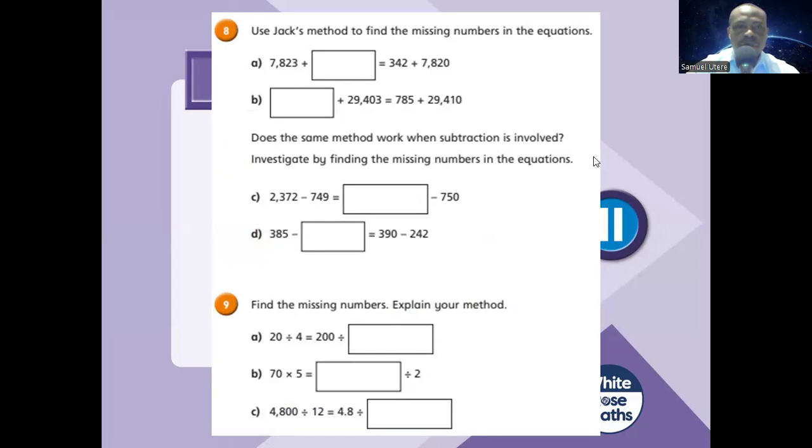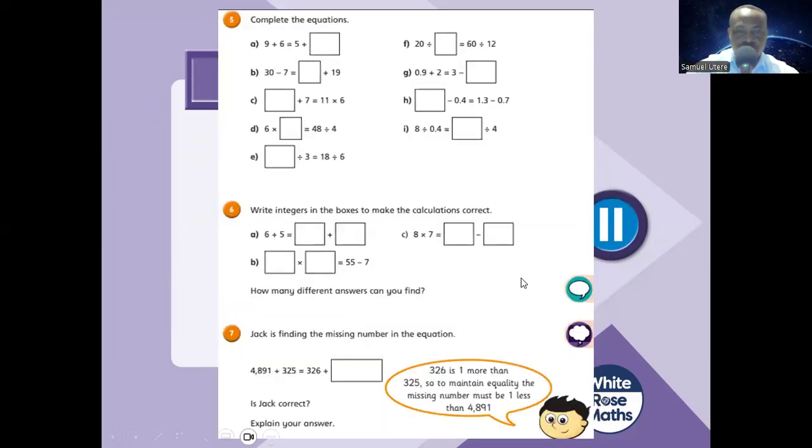So remember Jack's method. Let me take you back for question 8 and 9. For question 8, let's talk about what Jack's method was about. Jack's method is this one here. Jack was saying that to do this calculation, he's finding the missing number in the equation. And Jack said 326 is 1 more than 325. So to maintain equality, the missing number must be one less than this.